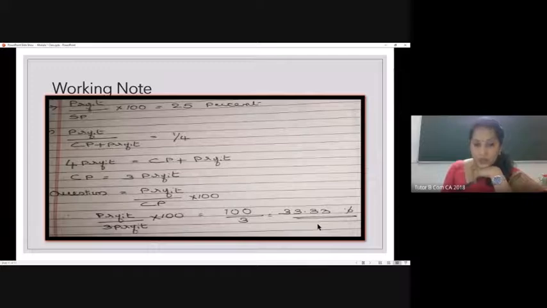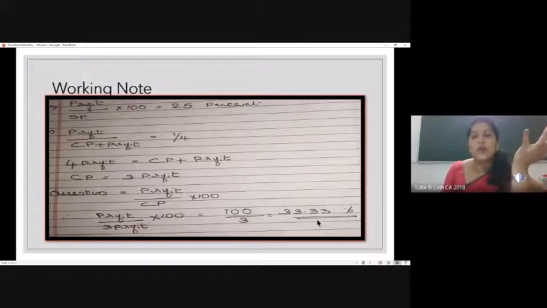33.33%. Which means we are trying to understand what is the percentage of profit on cost price. So we will get that as 33.33. We are solving it. This gets cancelled. Profit and profit get cancelled. So it will be 100 by 3, that is 33.33%. This is how we compute.